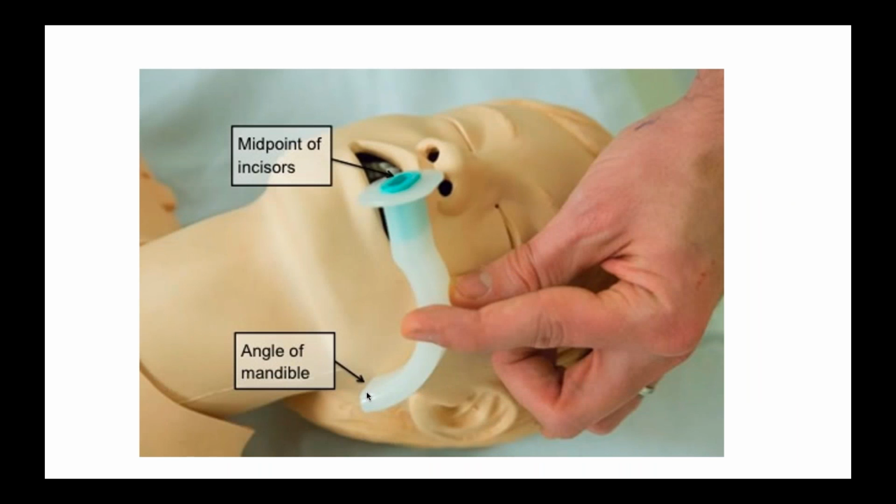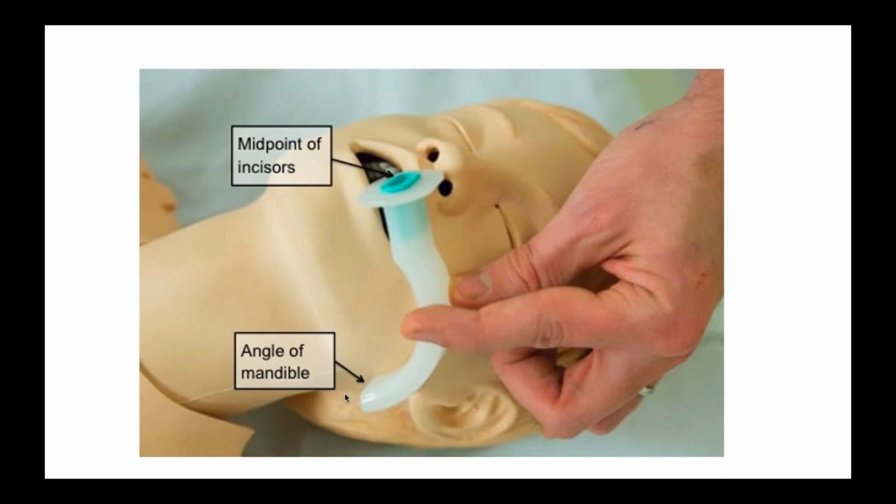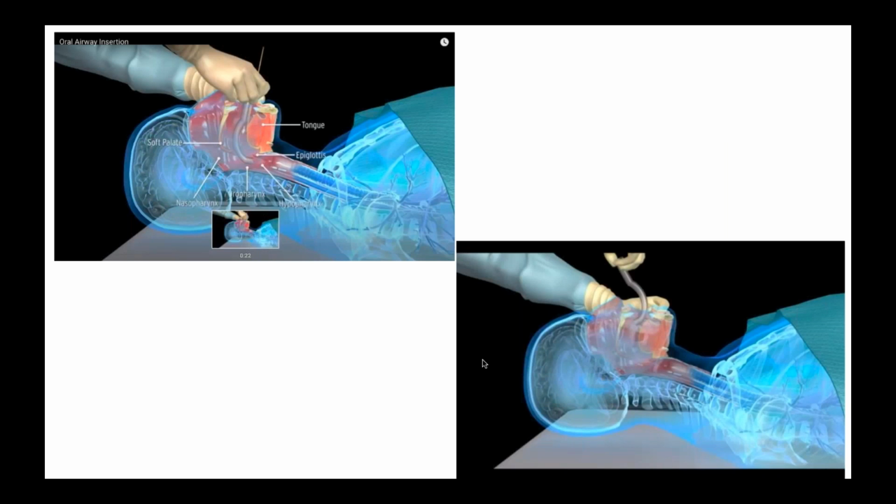So you take the distance from the angle of the mandible to the midpoint of the incisors. This is the size which you take, and this is how you choose. You have a number of oral airways present. You pick up, you just put them on the side of the face, and you measure the distance from the midpoint of the incisors to the angle of the mandible, and you take the size which suits the best.